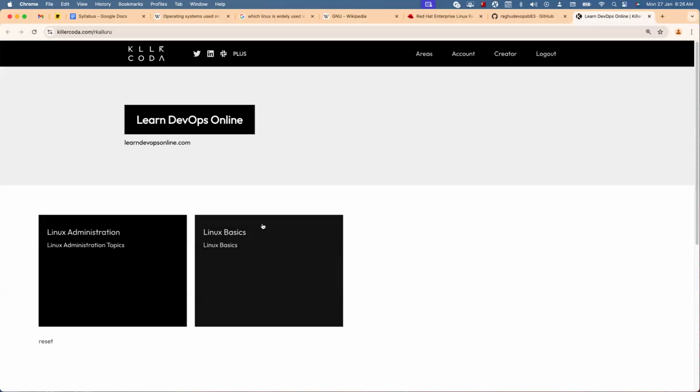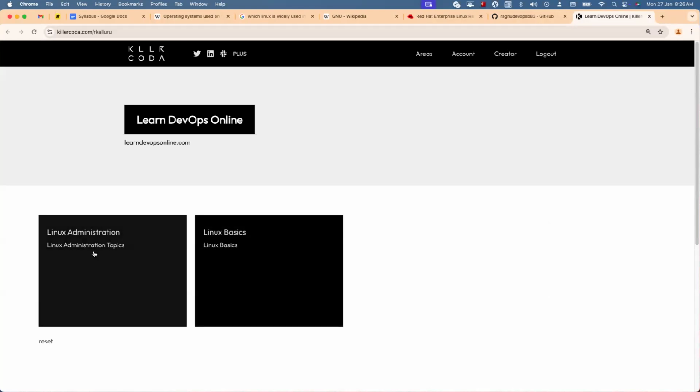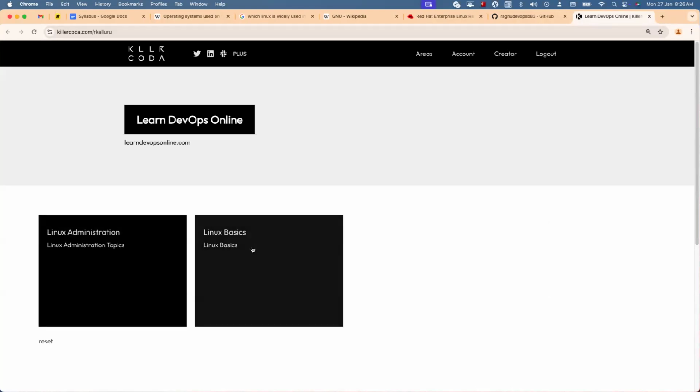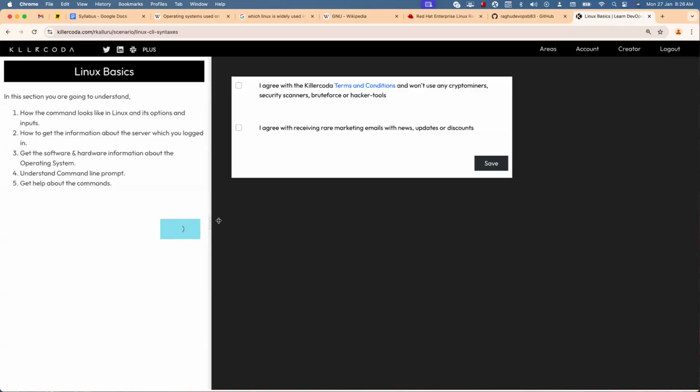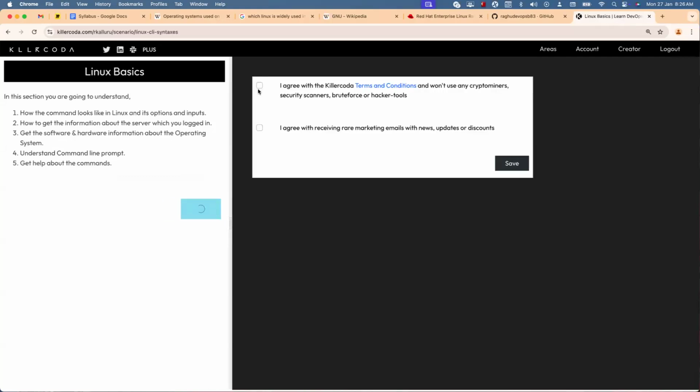I categorized that into 2 parts: the very basics of Linux that you can practice in Killercoda, and the Linux administration topics that we'll practice in AWS, until we complete the Linux basics. So we'll use Killercoda for today, tomorrow kind of a thing.